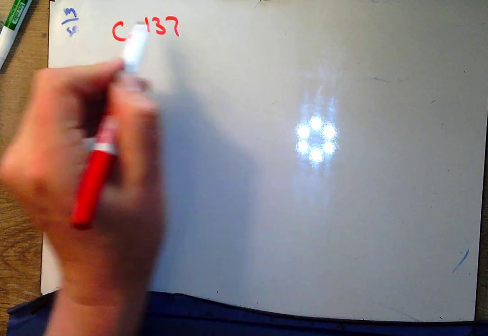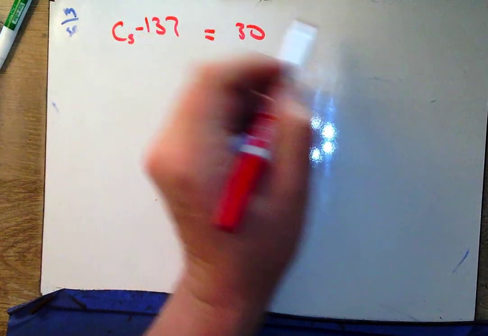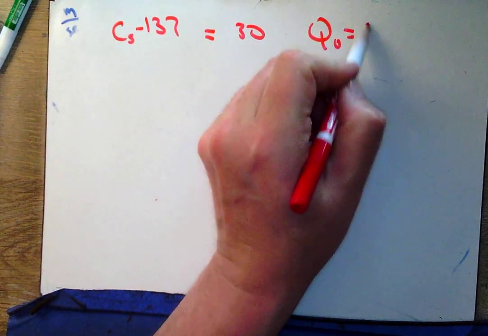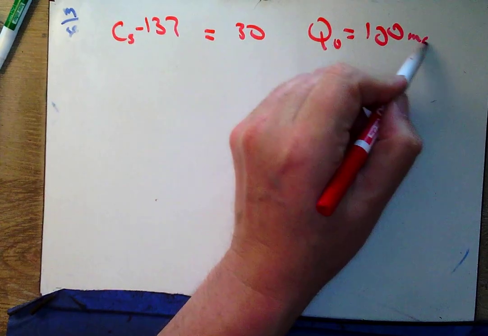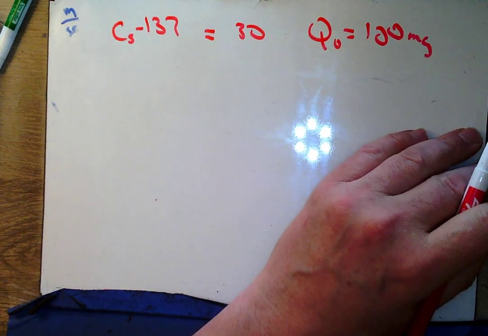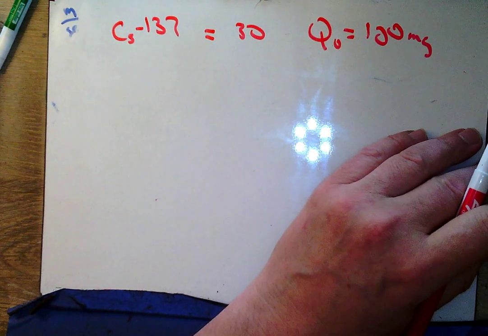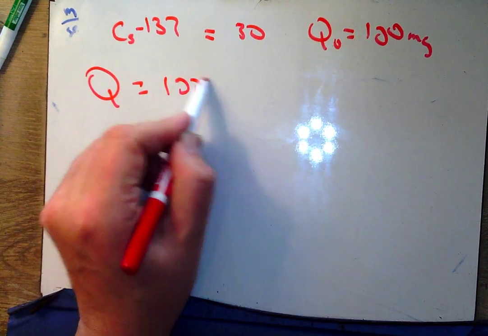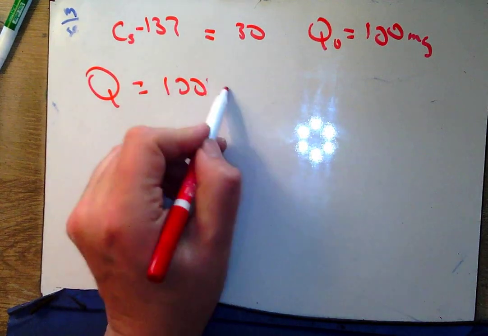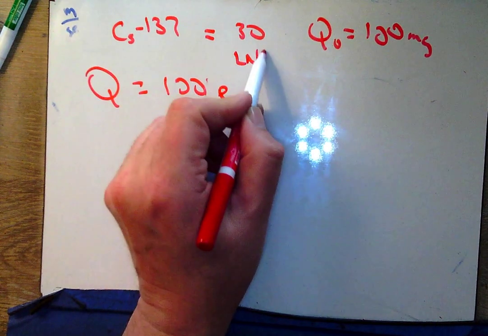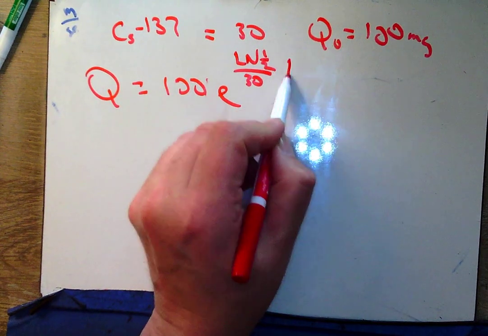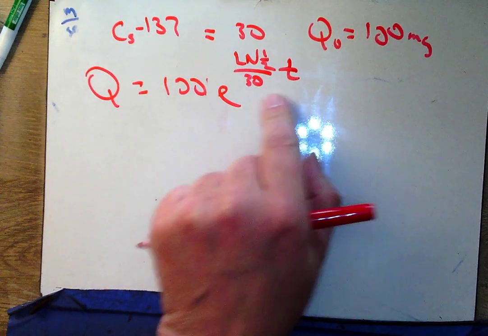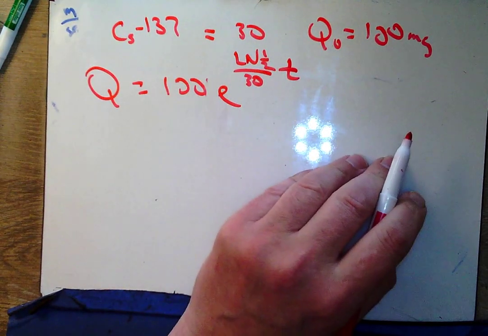The half-life of cesium-137 is 30 years. We have Q sub 0 of 100 milligrams. Find the mass that remains after t years. Well, they want me to write a model. So Q equals 100 e to the ln of a half over 30 t, right? That's our shortcut for k in half-life problems. So there's part A.